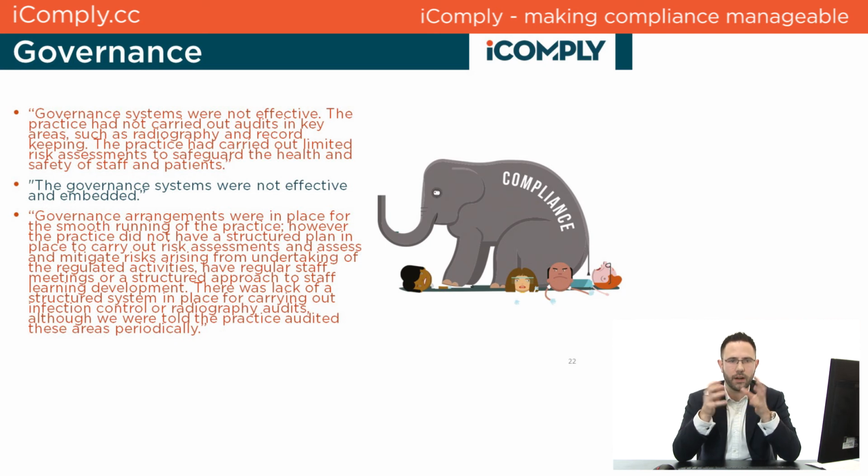So the practice had governance arrangements in place. However, the practice didn't have a structured plan to carry out their risk assessment. So they don't have a comprehensive, a full governance system. They weren't doing regular staff meetings. So they've either got a governance system or the governance system isn't good enough. And the governance system wasn't effective and wasn't embedded. So the team weren't informed of what was going on. It was just probably in the manager's office or something like that.